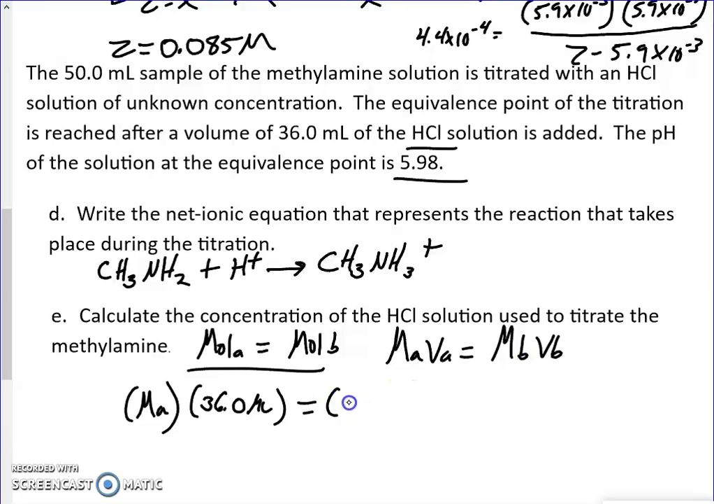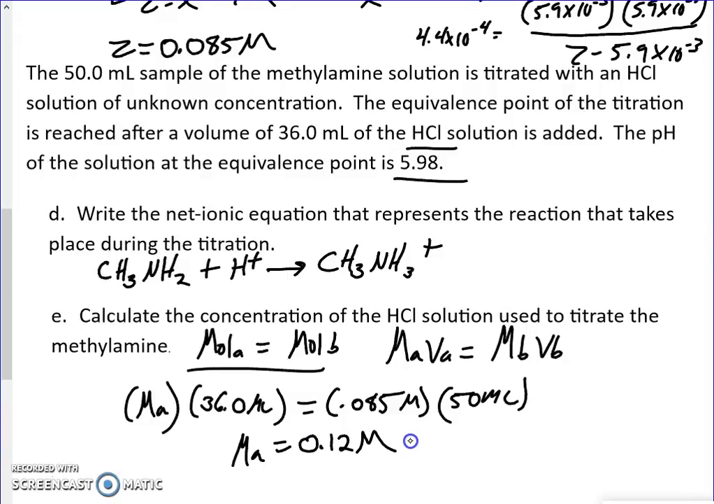Well, the molarity of the base we already calculated is 0.085 molar. Remember, we got that from up here. That's what we just calculated in part C, if you remember correctly. And we know we used 50 milliliters of it in this titration. So now from here, we just solve for the molarity of the acid, which gives us 0.12 molar for the HCl solution. Not too bad. All right, let's keep going.